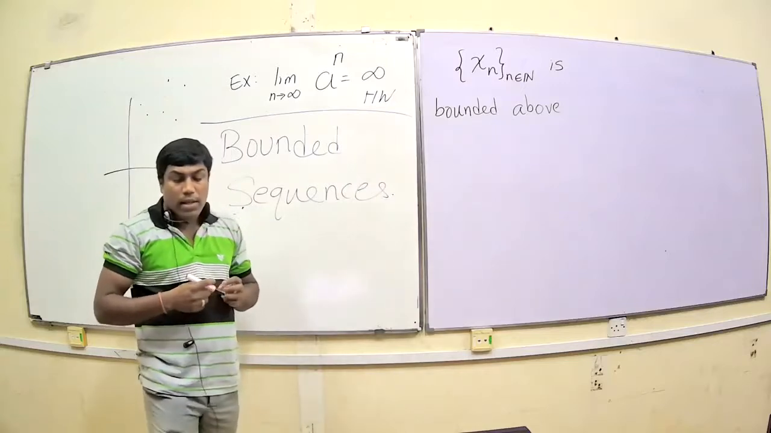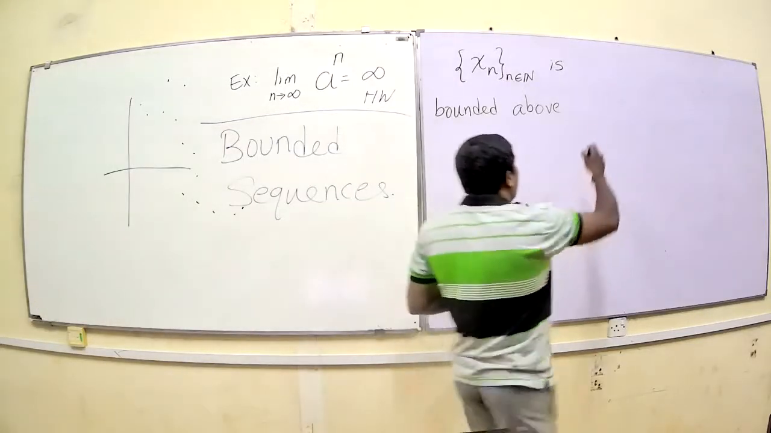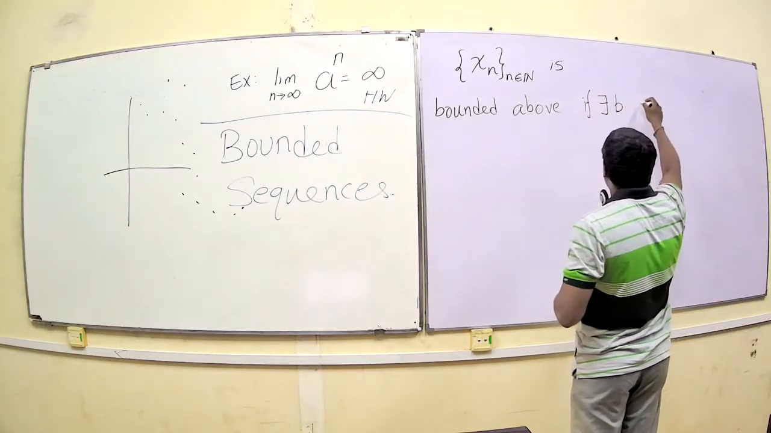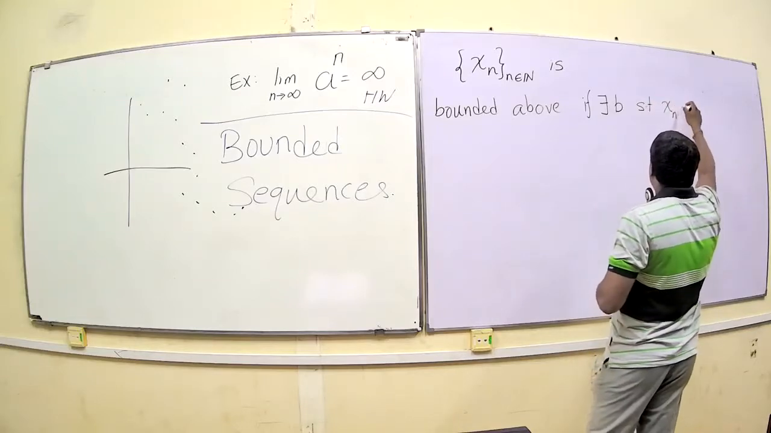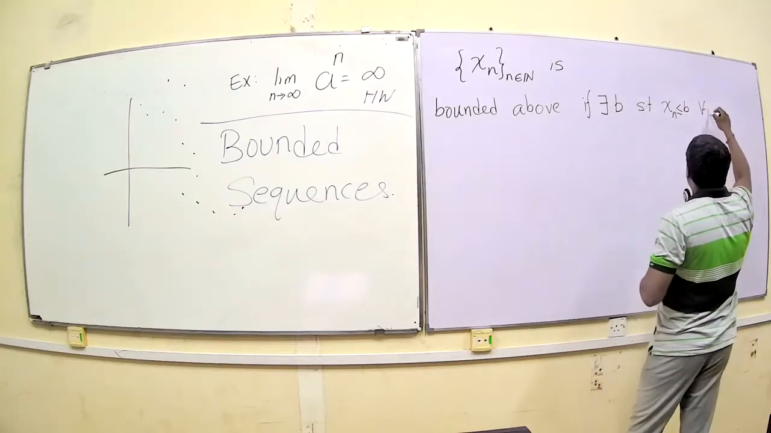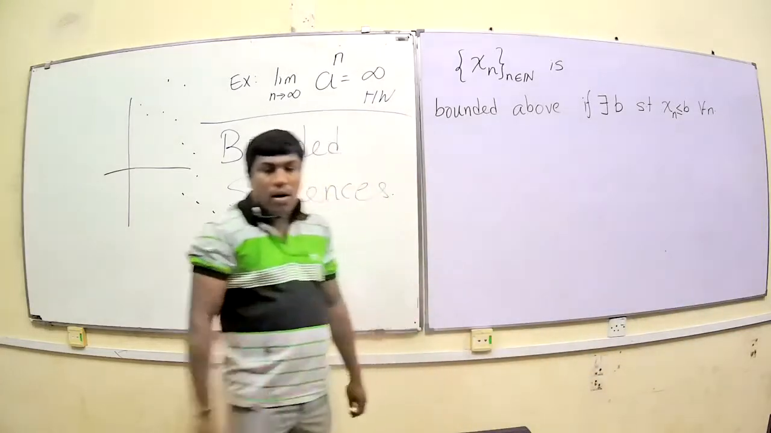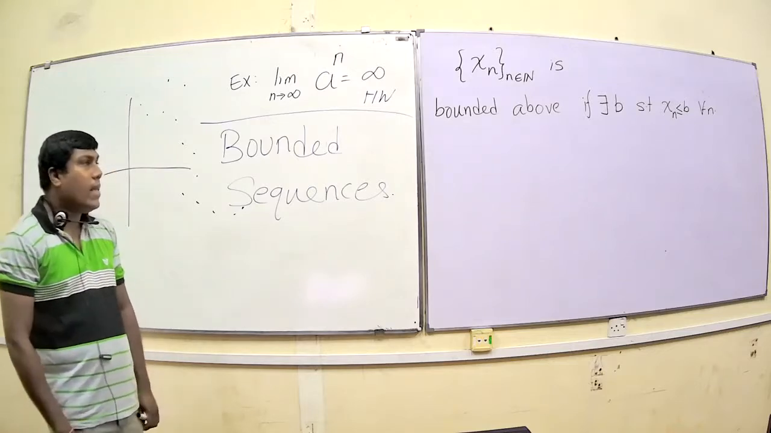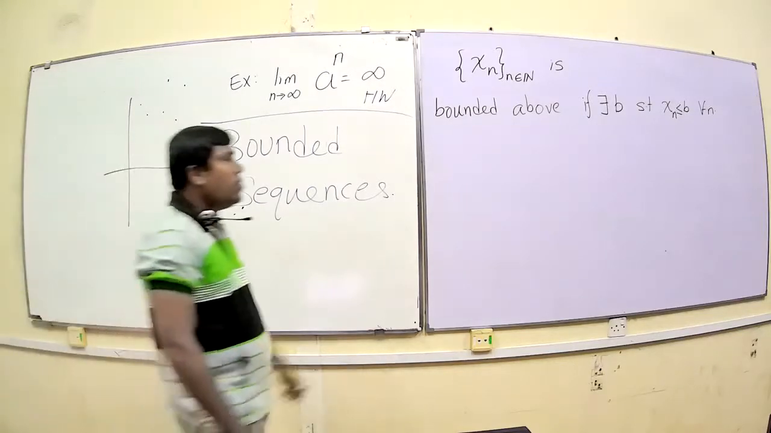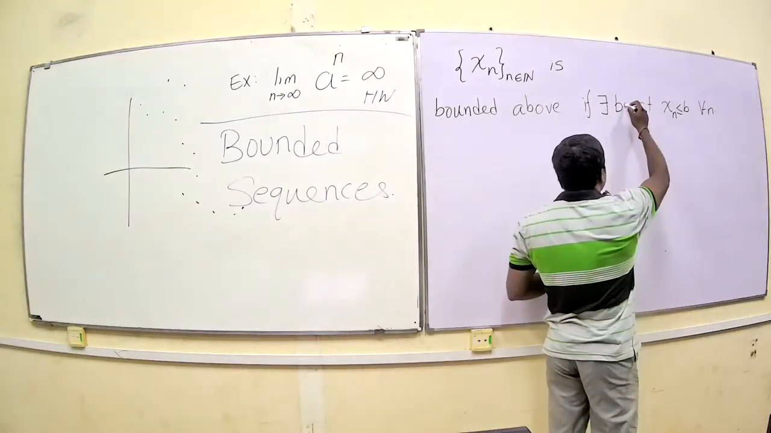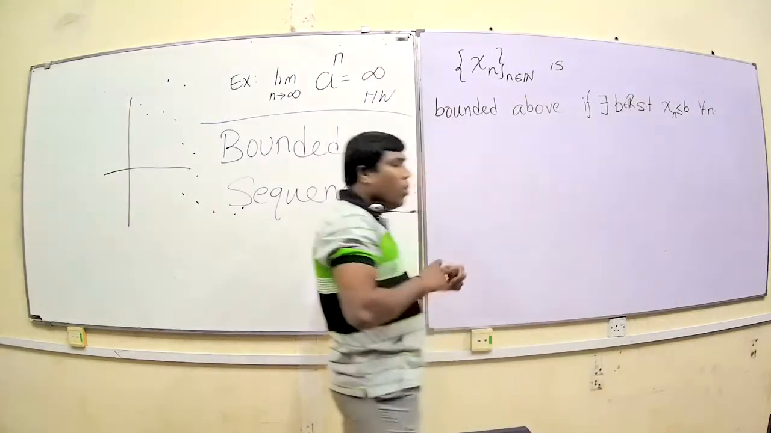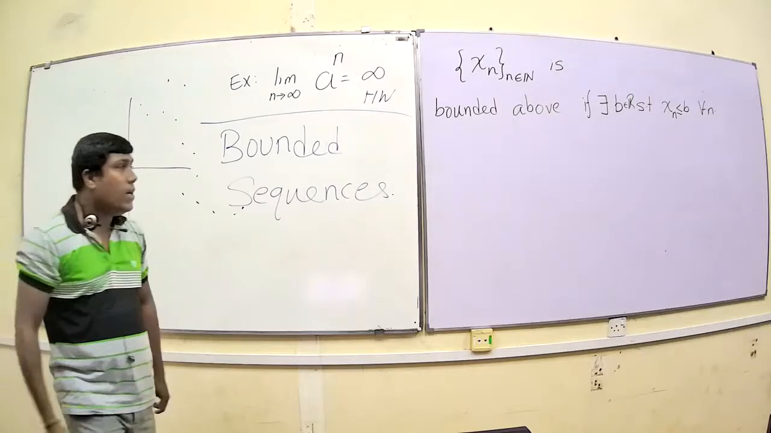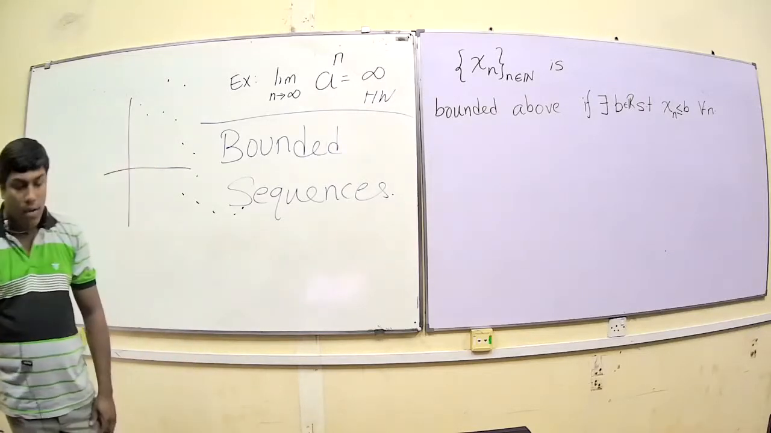Right, so first we say a sequence is bounded above if there exists a b such that xn is less than or equal to b for all n. So the range of the sequence is less than or equal to a fixed real number, and this b is a real number, and that is true for all n.